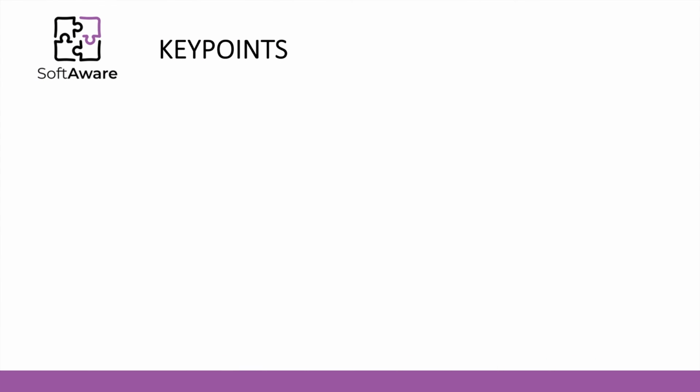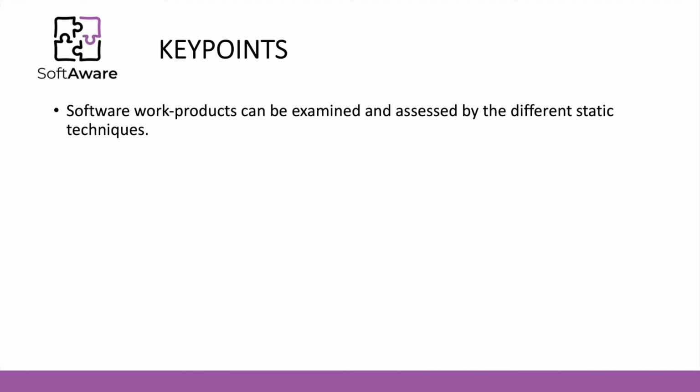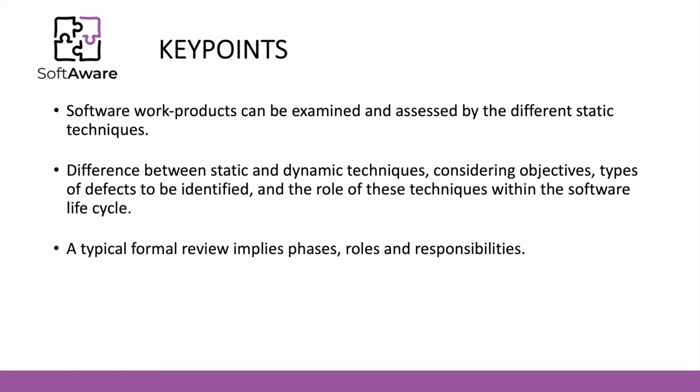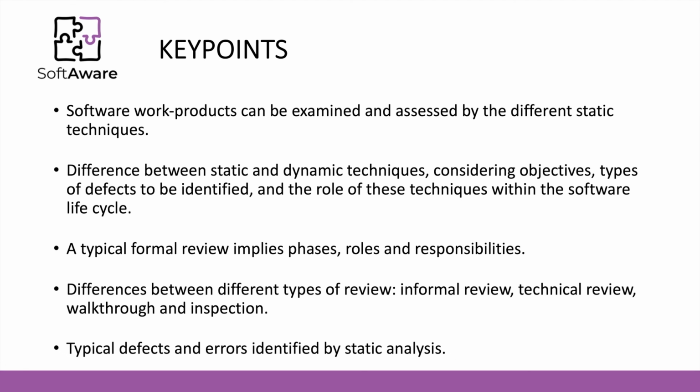Some key points to take away. Software work products can be examined and assessed by the different static techniques, with differences between static and dynamic techniques considering objectives, types of defects to be identified, and the role of those techniques within the software development lifecycle. A typical formal review implies phases, roles, and responsibilities. There are differences between different types of reviews. So, an informal review is different from a technical review, which is different from a walkthrough and an inspection. There are typical defects and errors that can be easily identified by static analysis.